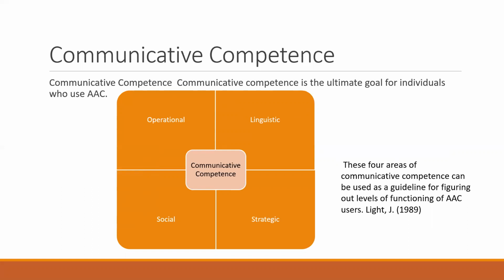The other area is the social competence, so that's pragmatically connecting with people around the users, commenting, questioning, or sometimes having full-blown conversations utilizing the device. And then lastly, strategic. So that's when our users are fixing their communication breakdowns. So when the conversation is not flowing the way that they would like, can the user identify and recognize the breakdown? What are their strategies to fix it? So using these different areas helps us figure out where an AAC user is functioning.